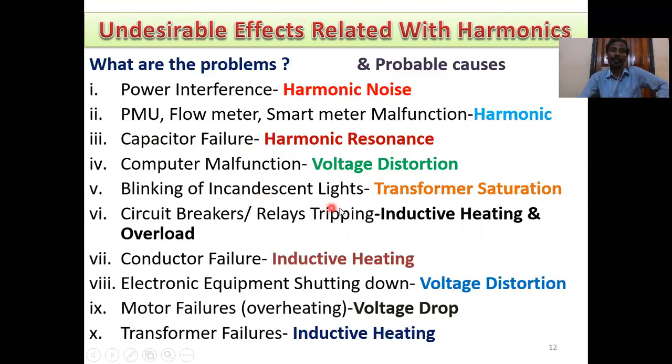Similarly, blinking of incandescent light and transformer saturation are also causes. Circuit breaker and relay tripping are caused by inductive heating and overload. Conductor failure is caused by inductive heating. Electronic equipment shutting down is caused by voltage distortion. Motor failures or overheating are also caused by voltage drop. Transformer failure is caused by inductive heating. These are the undesirable effects related with harmonics.